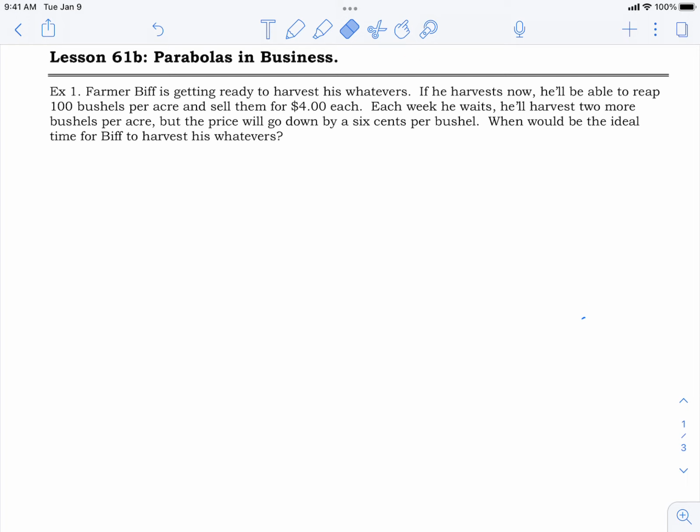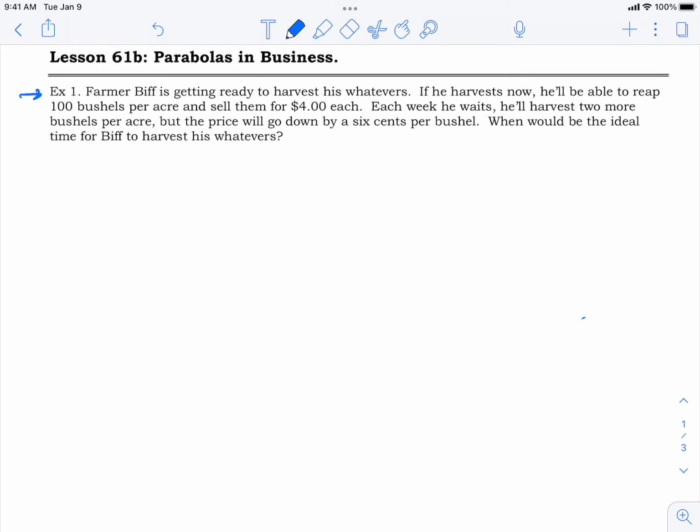But what I wanted to show you this time is some business applications. Optimization is the real key word, I think. Optimization, where you're trying to get maximum money or minimum cost or something like that. Those are called optimization problems. Here's an example of one right here.